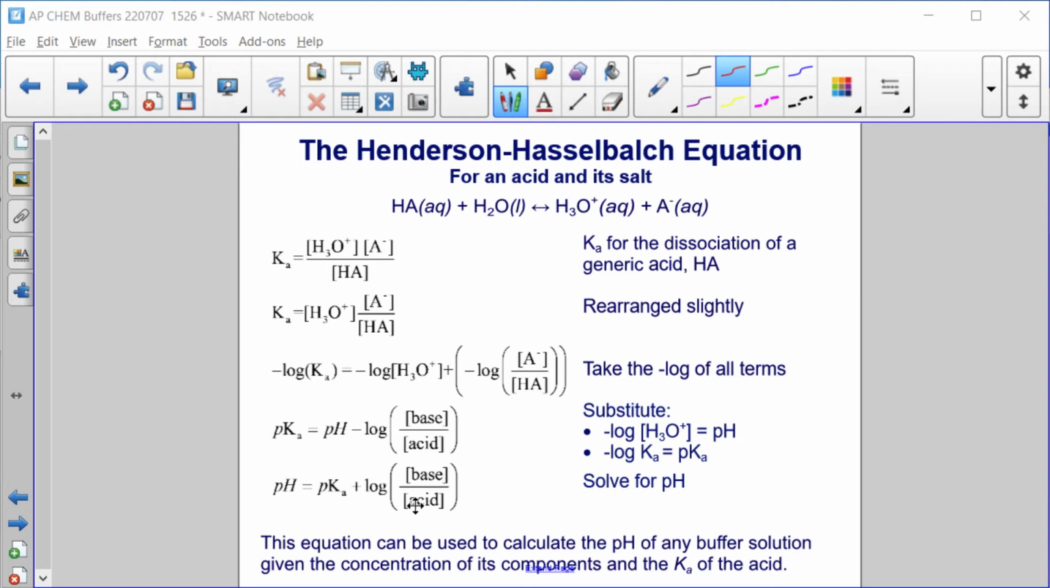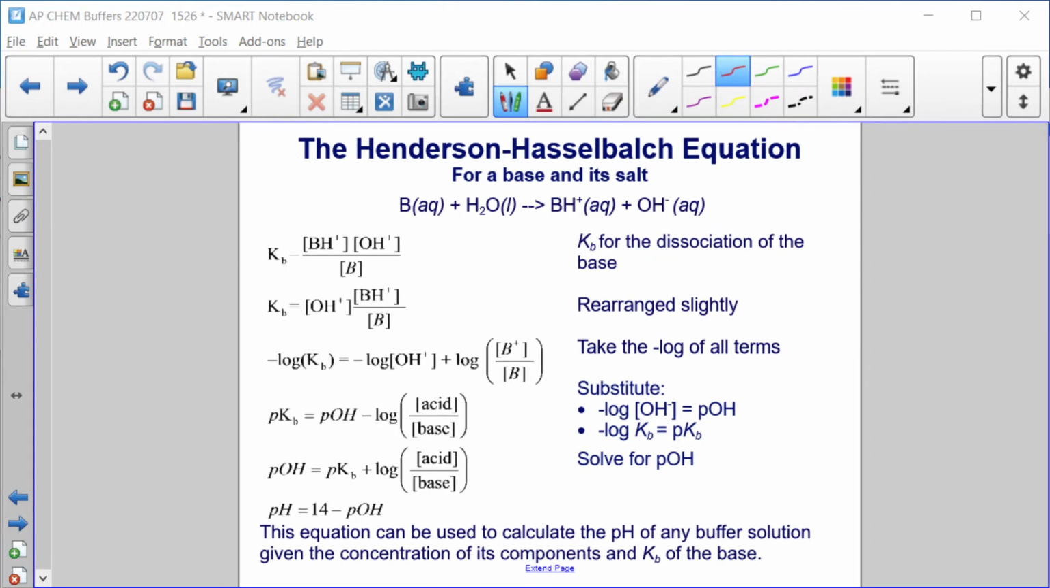This is a powerful equation that can be used to calculate the pH of any buffer solution if I know the concentration of its components, the concentration of the base and the acid, and the Ka of the acid. All right, here's the derivation of the Henderson-Hasselbalch equation for a base, B, and its salt, BH+, which is the conjugate acid of the base.